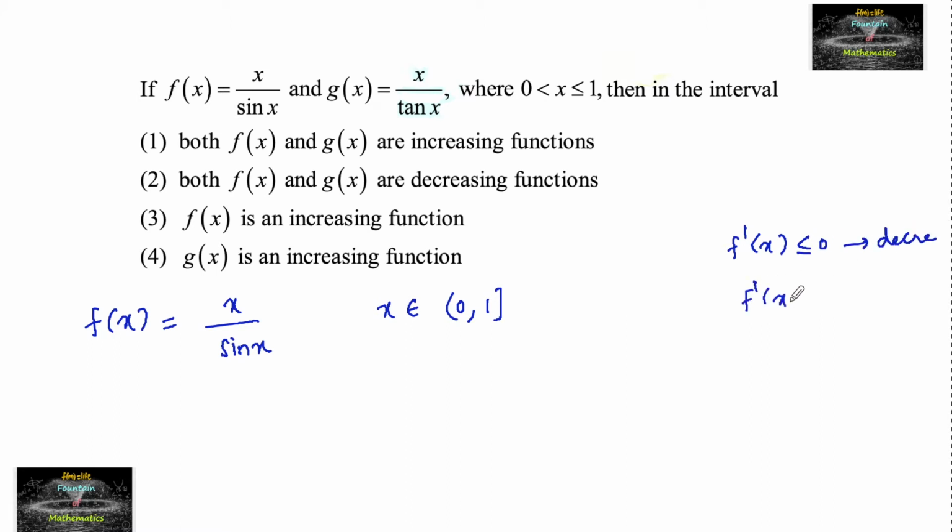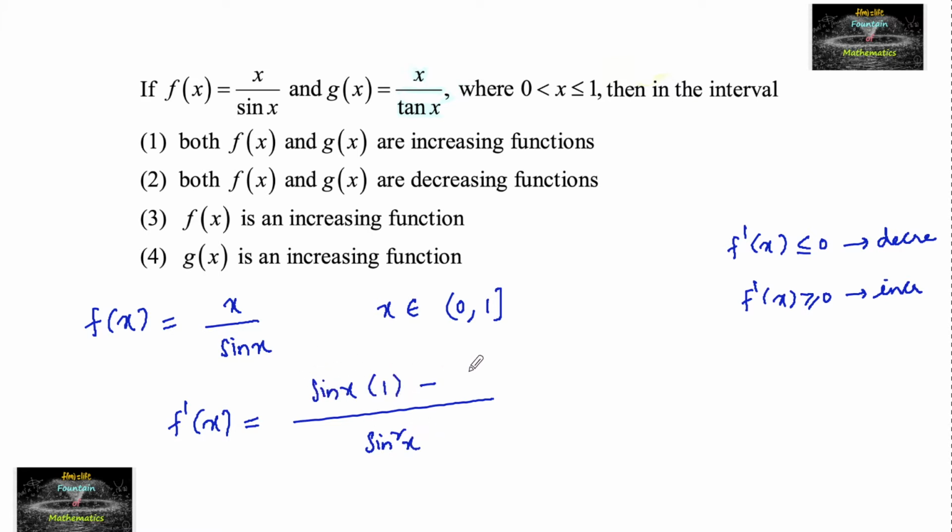and if f'(x) ≥ 0, it's increasing. So let's find f'(x) by using the quotient rule. The denominator sin²x, times sin x into the differentiation of x, which is 1, minus x into d/dx of sin x, which is cos x, which is equal to (sin x minus x cos x) upon sin²x.